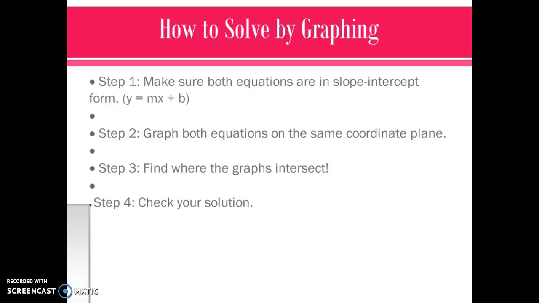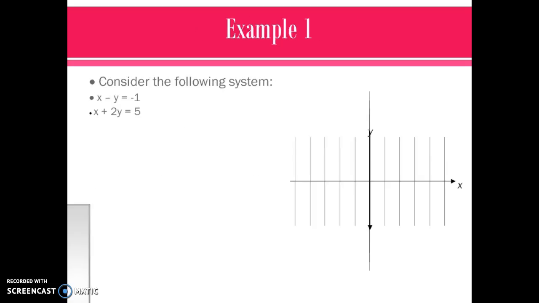All right, step 2, graph both your equations on the same coordinate plane. Step 3, find where they intersect. And then that is your solution, which you can always check by plugging back into your equations. So for our first example, neither one of these are in slope-intercept form, so that's what we're going to do first.